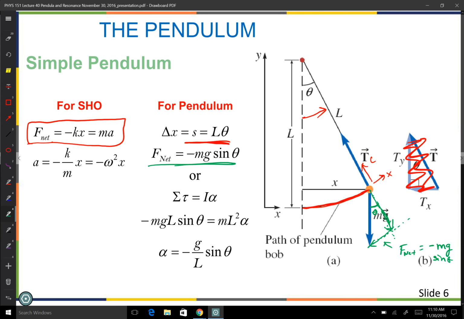So that's, of course, what I had written right there. So I broke the forces into components, found the net force in the direction that it can move, and then I say, does this here look like that?